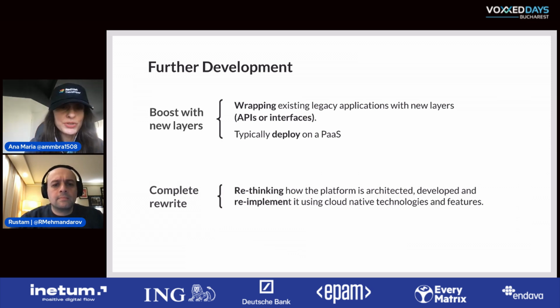Another option is to wrap your existing legacy apps with new layers like APIs or interfaces, and you deploy these on a platform as a service. They're like an intermediary to what it used to be, and they can give you a boost in modernizing what you had for your stack, but also a boost in performance. And this is actually a path if you want to get to the third one, which is complete rewrite.